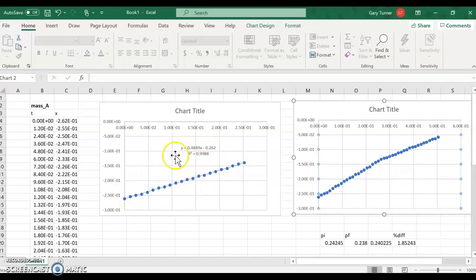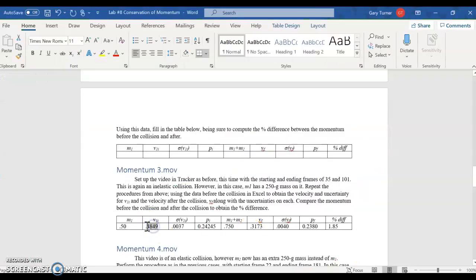I've plotted these and fit them with a trend line. Remember that the slope of a position versus time graph is the velocity. So my velocity on part 1 is 0.4849. The initial momentum of the first cart can be calculated by taking 0.4849 and multiplying it by 1/2 a kilogram, so this times this. And if we do that, you get this.